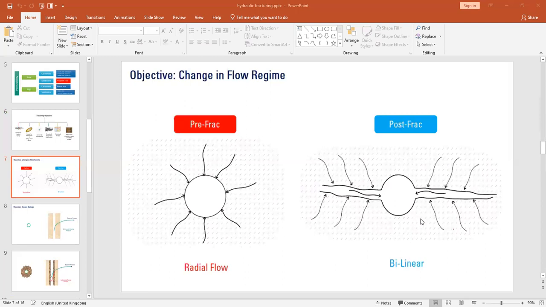The bilinear flow simply means we have two types of flow. We have the first type of flow, which is from the reservoir into the fracture that has been produced. Then the next flow now is from the fracture into the well bore. This linear flow from the fracture to the well bore now has very little pressure drop, so you can have sufficient flow into the well bore. So that's the reason why we can call it bilinear flow.